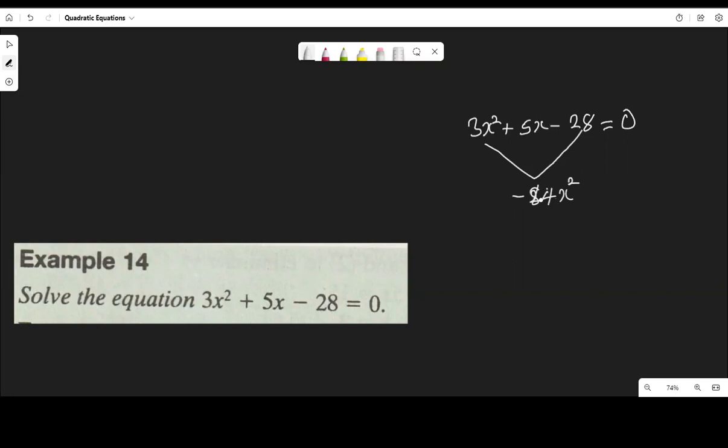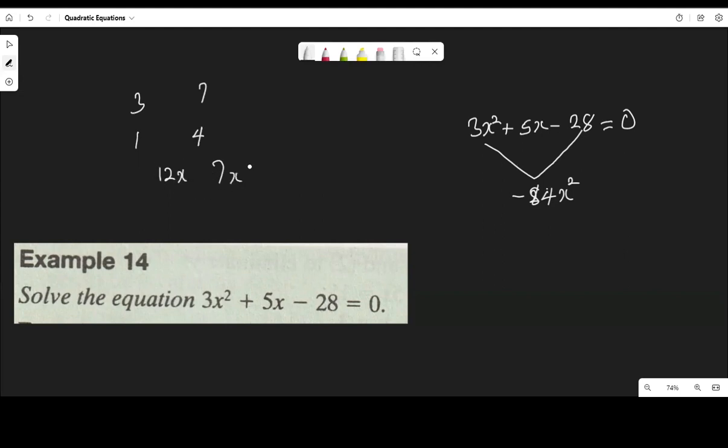Now, if the number is big like this, instead of cracking our heads to get the factors, what I will normally do is to use factors of 3, which is 3 and 1, then factors of 28, 7 and 4, then cross multiply. This time this is 12, and this time this is 7. Since I'm talking about factors in x, I'll just attach x to it.